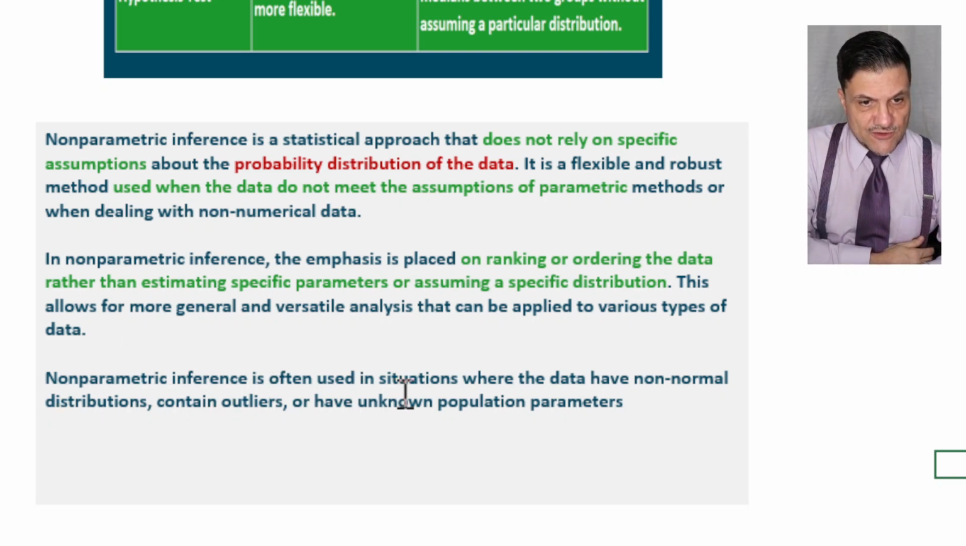Non-parametric inference is often used in situations where the data have non-normal distribution, contain outliers, or have unknown parameters. There you go. That's when to use it.